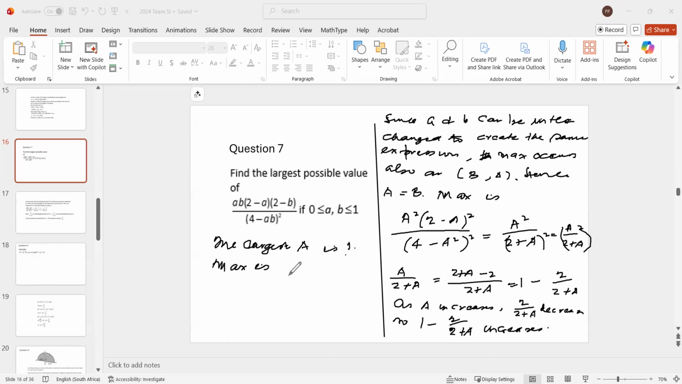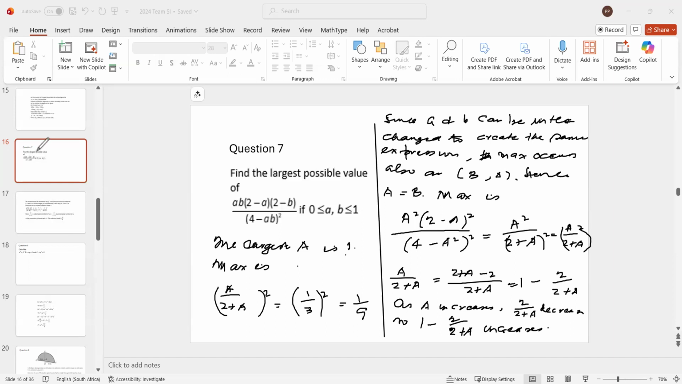we said this earlier, it is going to be A over 2 plus A all squared, which is 1 over 3 all squared, which is 1 over 9. Okay, so that's the solution to that problem. Go on to question 8.